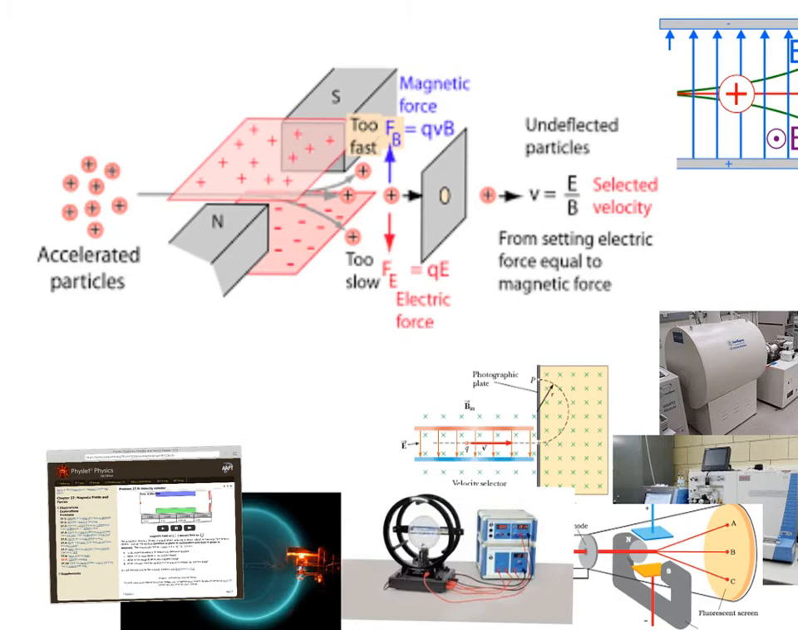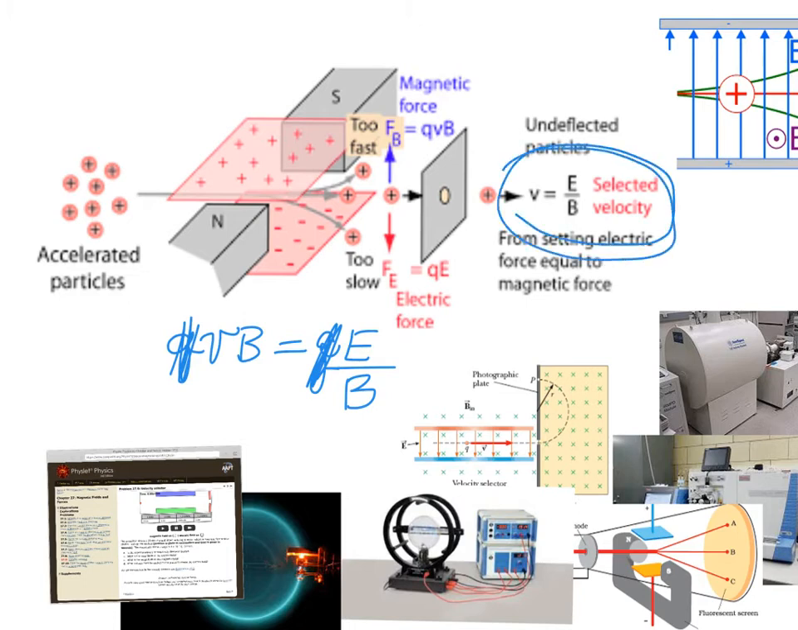So by changing either the magnetic field or the electric field, we will select a different velocity. And so how does that work? In order for the particle to go through, QVB should be equal to QE. So since the charge is the same in both cases, the velocity of the particle that goes straight through will be the velocity that's equal to E over B. That's the selected velocity. And so that's how that works.